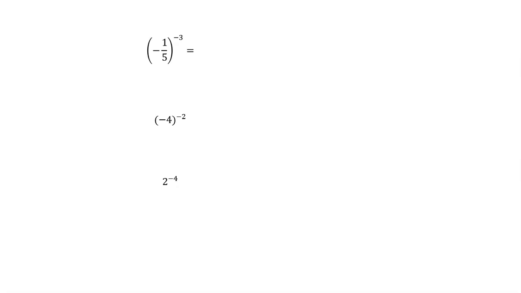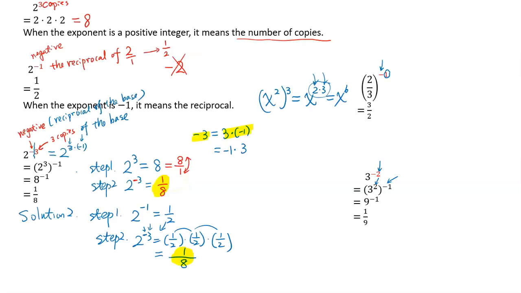All right, so let's look at these 3 examples here. In the first case, so all of these questions, we notice we have a negative exponent. So we have these 2 options, 2 solutions that we can do.